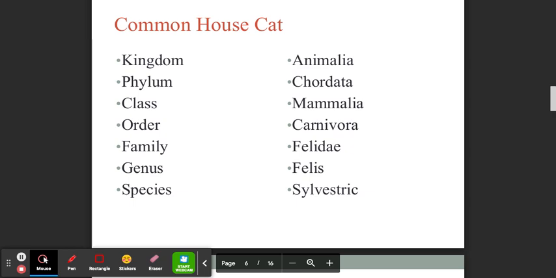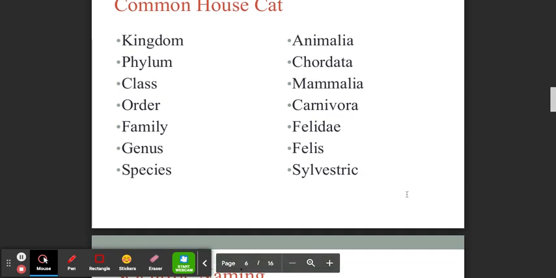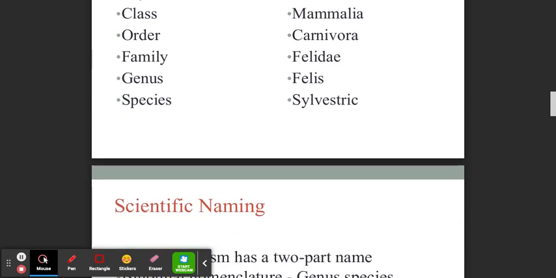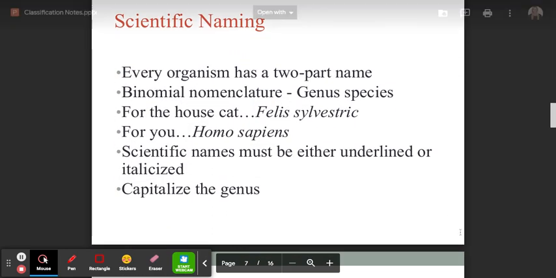Family, Felidae. My Latin is not the best, you guys. It's a feline. That's right. Genus, Felis. And species, sylvestris. So our scientific name for this is going to be Felis sylvestris, because every organism has a two-part name.